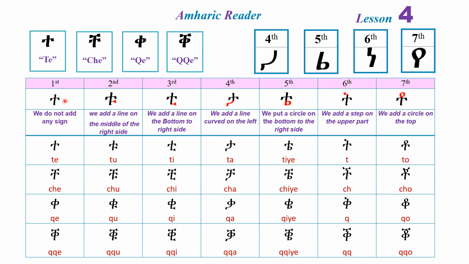Te. To the first letter Te, we do not add any sign. Tu, we add a line on the middle of the right side. T, we add a line on the bottom to the right side. Ta, we add a line carved on the left. Tie, we put a circle on the bottom to the right side. T, we add a step on the upper part of the letter.